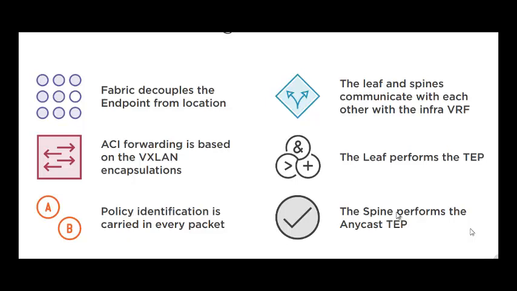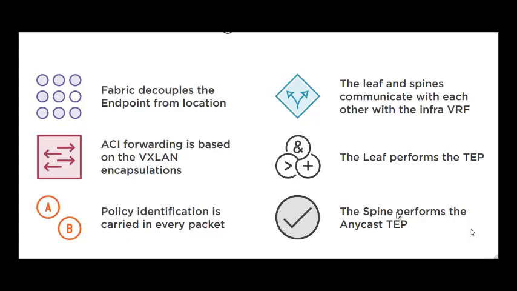Between one leaf and another leaf, every packet A has its own policy, B has its own policy. Packet A may have a policy to go through a layer 4 to layer 7 inspection. B may not have that policy. B will go directly from source to destination, but A needs to go through a firewall policy. So those policies are carried on every packet.